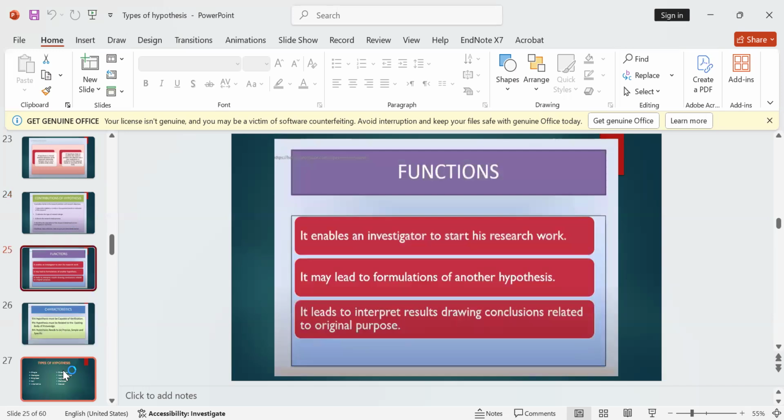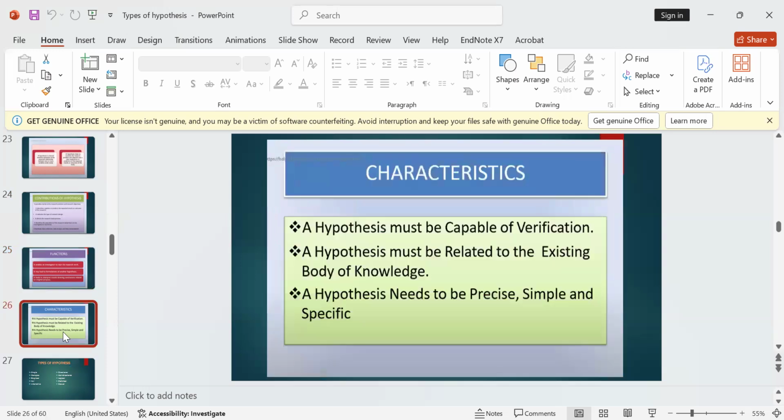Now, what is the function of a hypothesis? It enables an investigator to start his research work. It may lead to formulations of another hypothesis, or it leads to interpret results drawing conclusions related to original purpose. Characteristics. A hypothesis must be capable of verification. A hypothesis must be related to the existing body of knowledge. A hypothesis needs to be precise, simple, and specific.